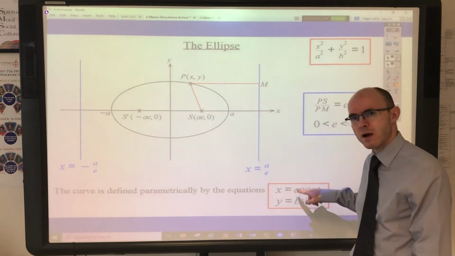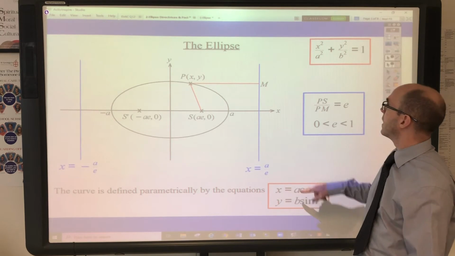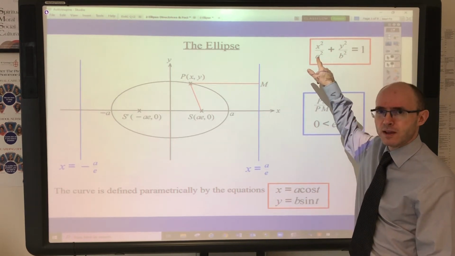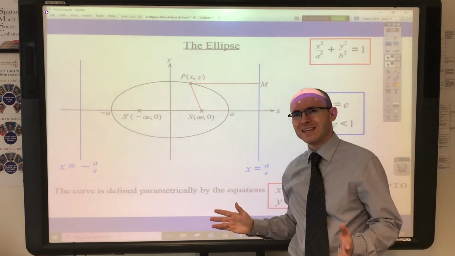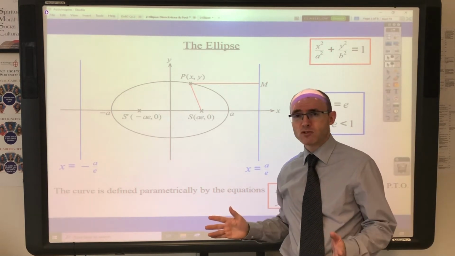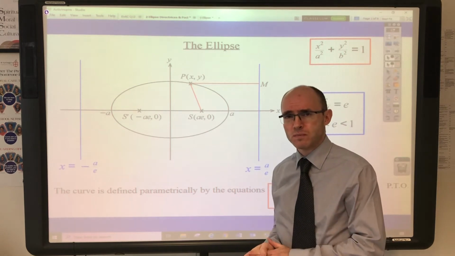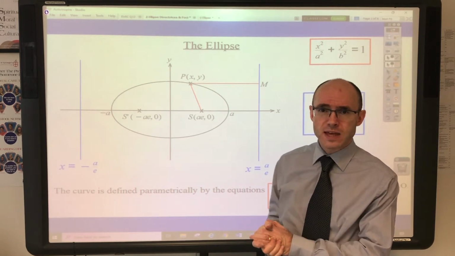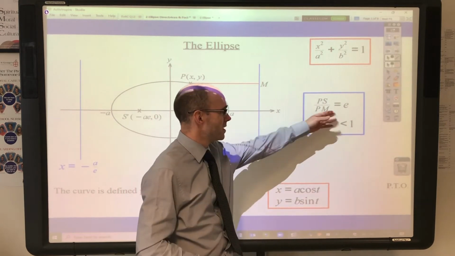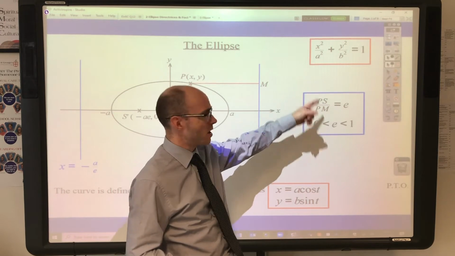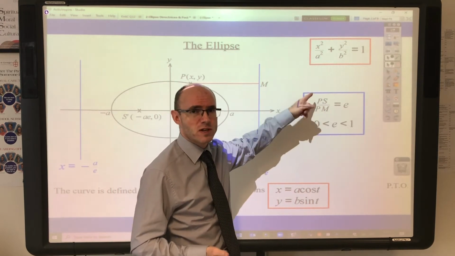You've already met the parametric form for an ellipse, and also the Cartesian form, which has the same value of a there. Now, what do we mean by e? Well, e is called the eccentricity. You need to know about the eccentricity for the ellipse and for other curves as well. But for the moment, we're just talking about the ellipse. The eccentricity is defined as follows: e is the distance PS over the distance PM, set up as a ratio.